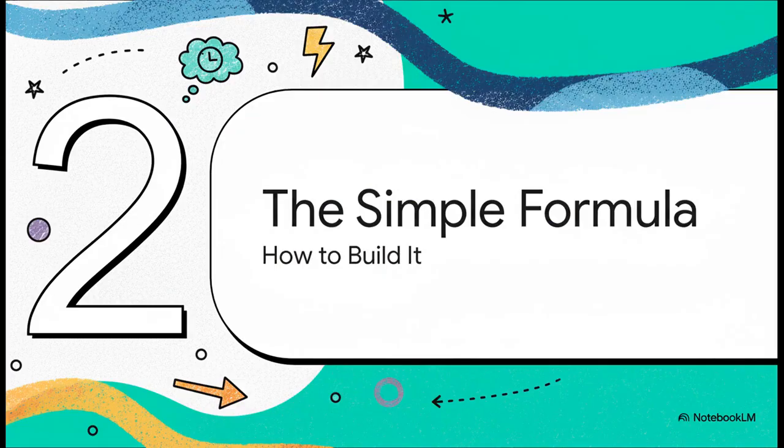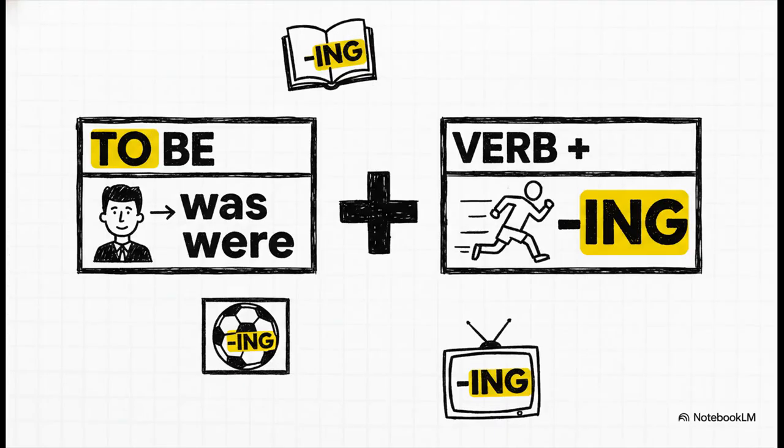And you want to know the best part? The formula for this is actually incredibly simple. Let's break down exactly how you build it. That's it! Seriously, all you need is the past tense of the verb to be, so that's either was or were, plus your main verb with that ing ending. Was studying, were playing, was watching.